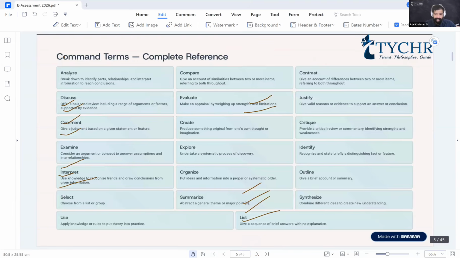Then yes, as I thought, command terms. Whatever the command term is, go for the logic of analyze, except for command terms like list or use, which don't ask you to go anything deeper beyond the surface level. You can go with a very simple plain answer. But for other questions, please use your analytical skills, bring in the PEEL strategy, and answer the questions.